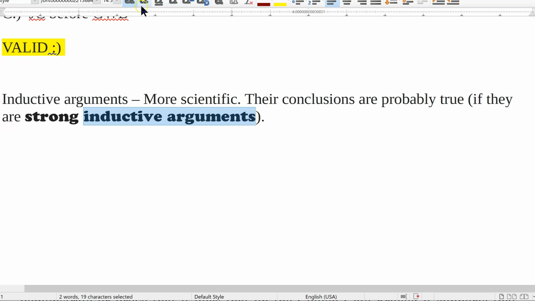Unbold this and maybe it'll go back to normal. Yep, that's just magical, isn't it, guys?